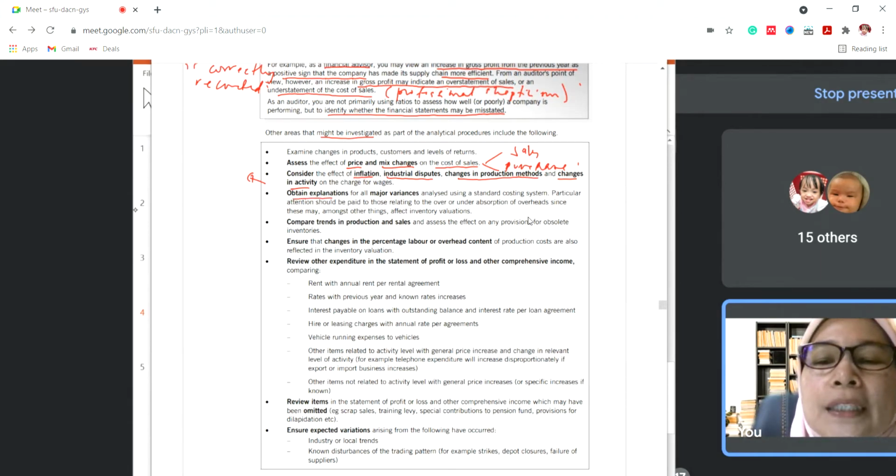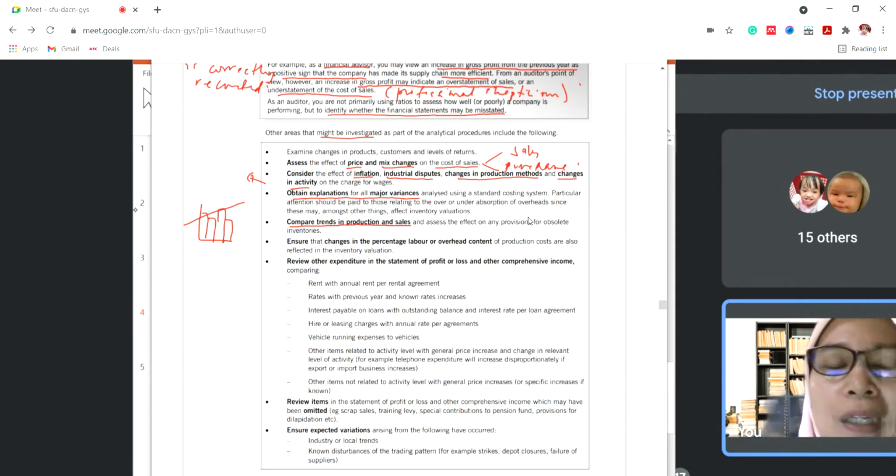Okay, obtain explanations for all major variances. You need to find out why there are changes in the ratio. Compare trends in production and sales. So the pattern of sales from year to year, increase, decrease, so that is the pattern. Is it high to low, high, moderate, low and so on. Ensure that changes in the percentage level of overhead content are consistent.